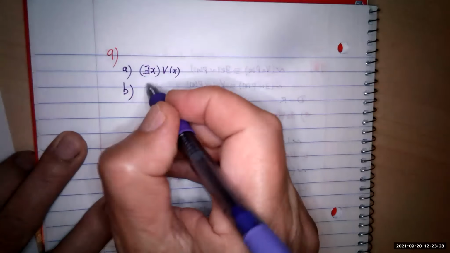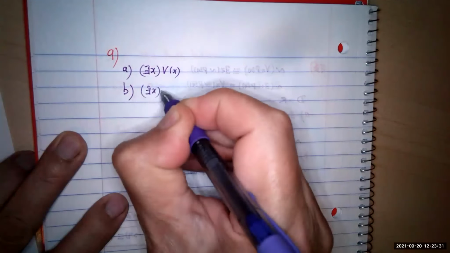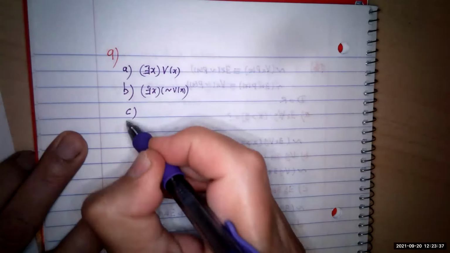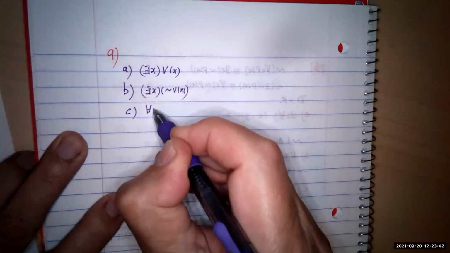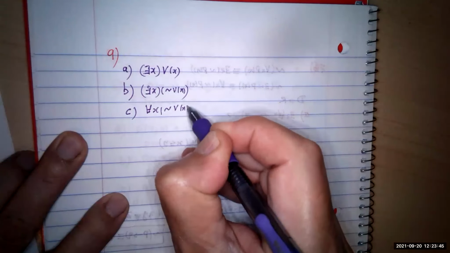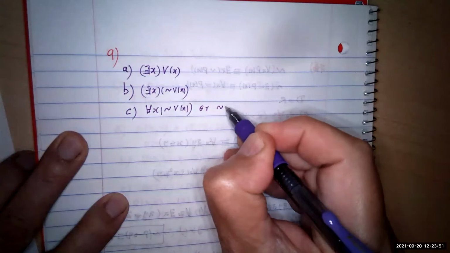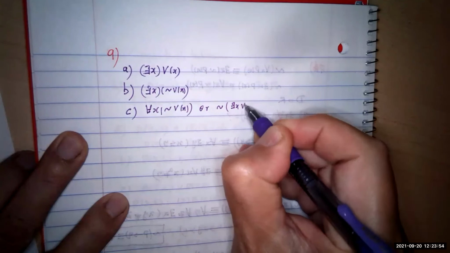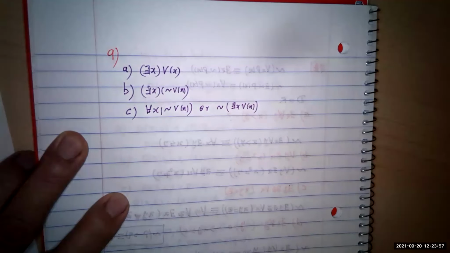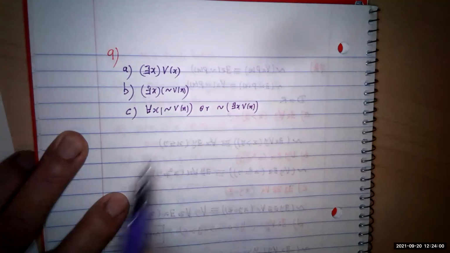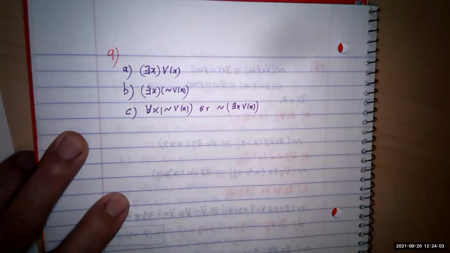The second part: some are not. So there exists an x, not V(x). Okay, that's the one. And for part C, we have two different choices. We can go with for all x, not V(x). This is one. Or the one that I have: not that there exists an x, V(x). Okay, it's the same thing, because if you change it, you get exactly the same one, and the same meaning.